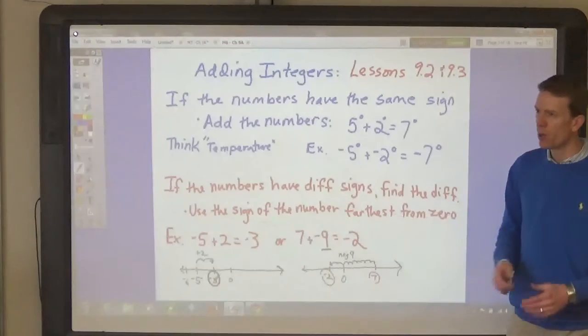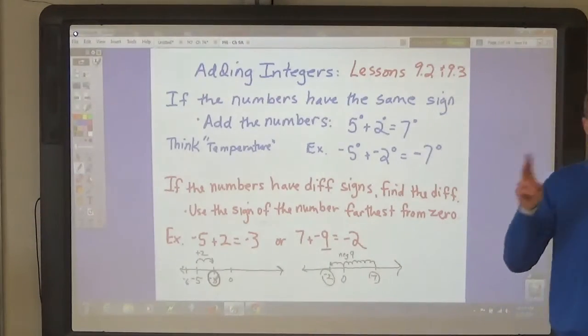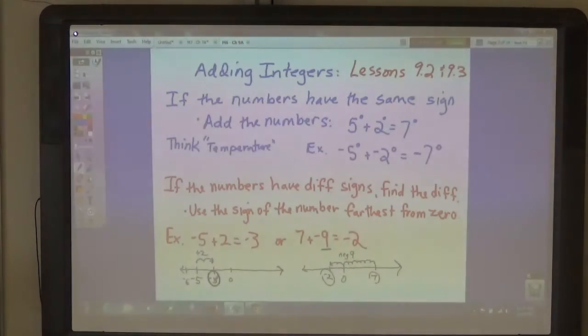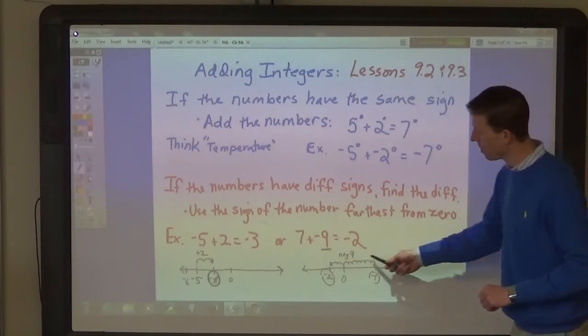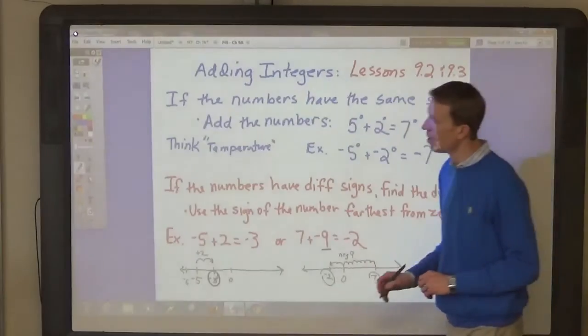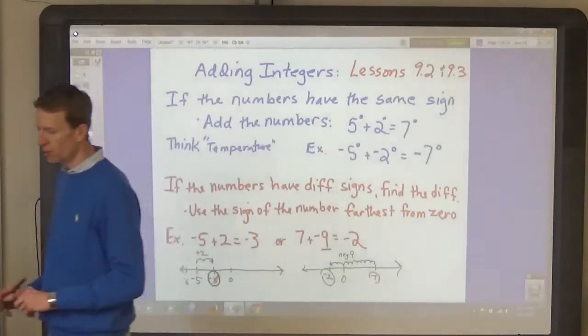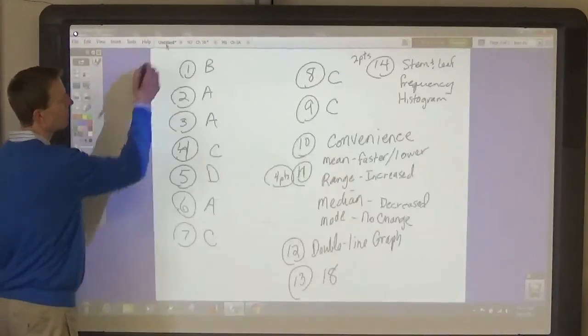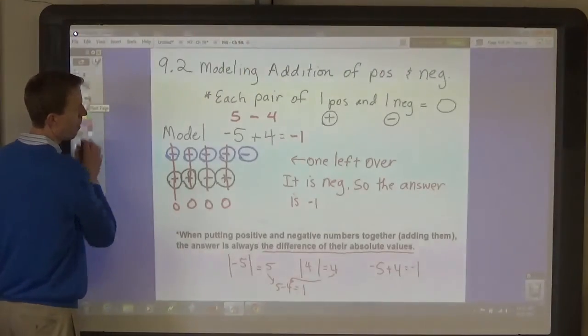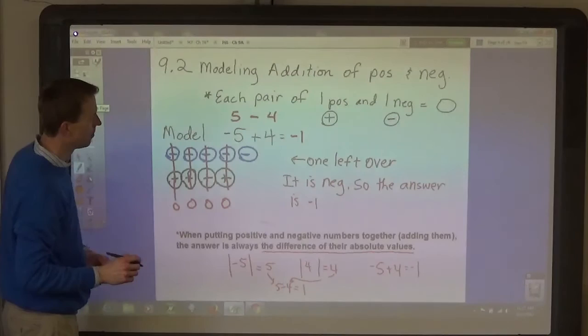So when you add numbers with different signs, you're really finding the difference in their absolute values. You're finding the difference that they are from 0. Okay? Here's another way, though, to model it. And this is what we're going to study today. We're going to study modeling. Okay?